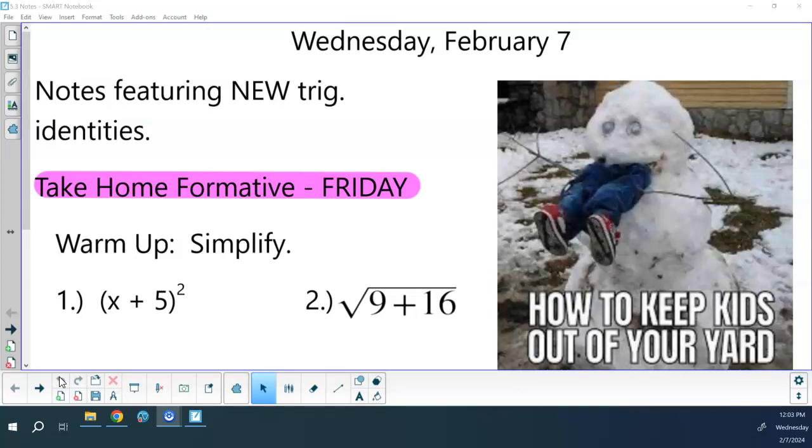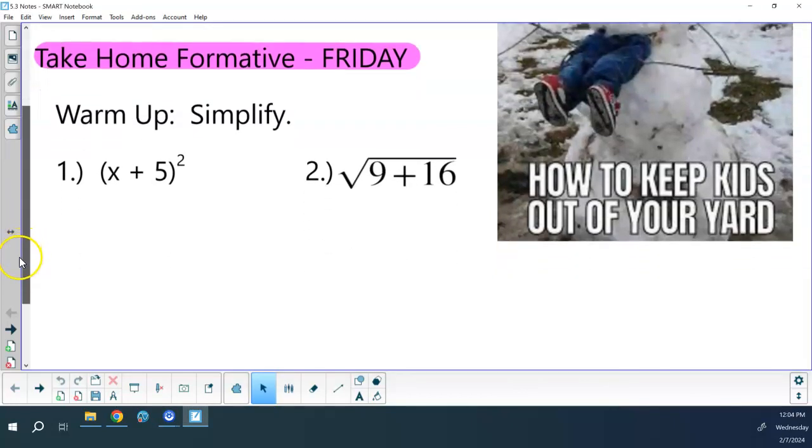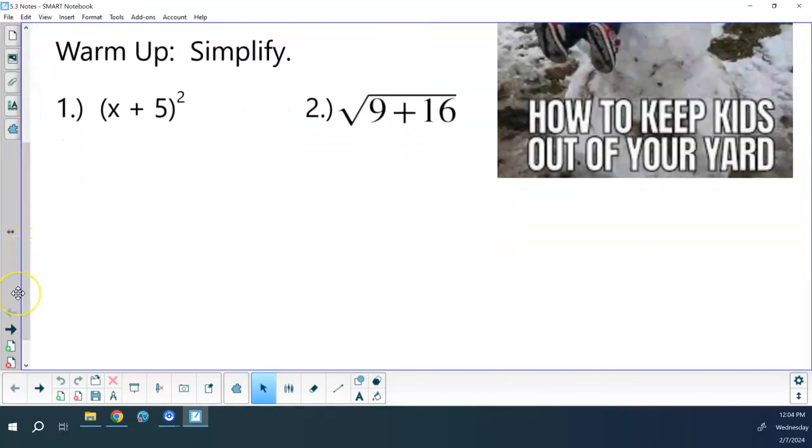But you will have a take-home formative this week, Friday. And so we didn't have time to take it on Friday. We needed the day because we got to pick up the pace a little bit to get everything that we need to have done. Okay? So just so you know that. If you could do these 2 warm-ups for me right now, that would be awesome sauce.